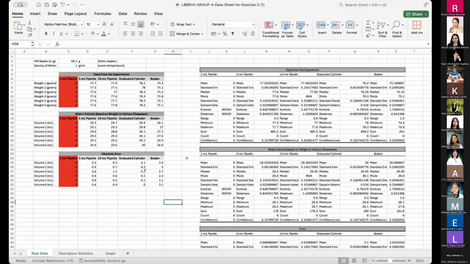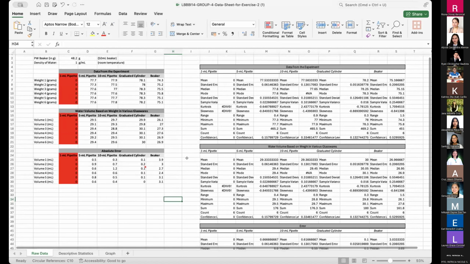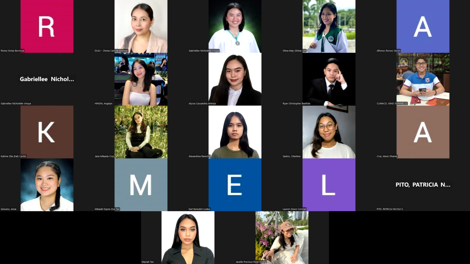Okay. Date, volume. Okay. Nakalagay lang yung 1 ml pipette pero hindi nyo kasi siya ginamit. So 5, 10 grad seal and beaker. Median, mode. Okay, thank you so much for that. You can now stop screen sharing for the meantime. So, okay, I've seen your descriptive statistics. I think it's okay for everyone. But one thing you might notice is for some groups, the mode indicates not applicable.